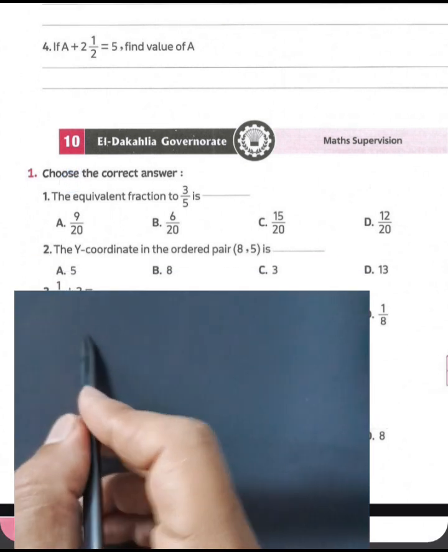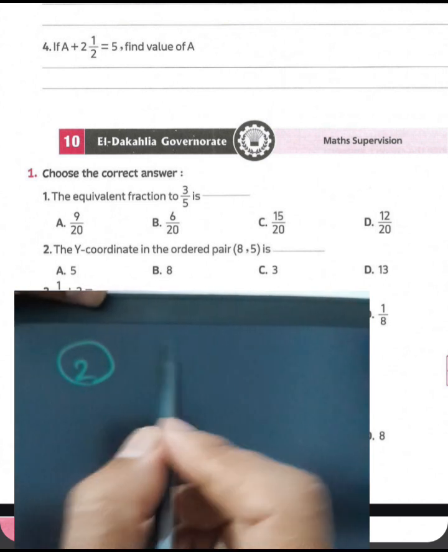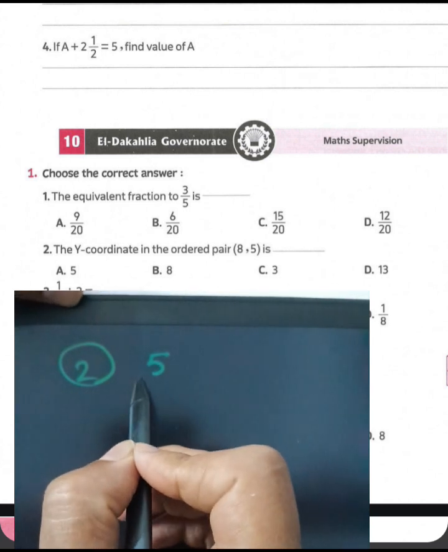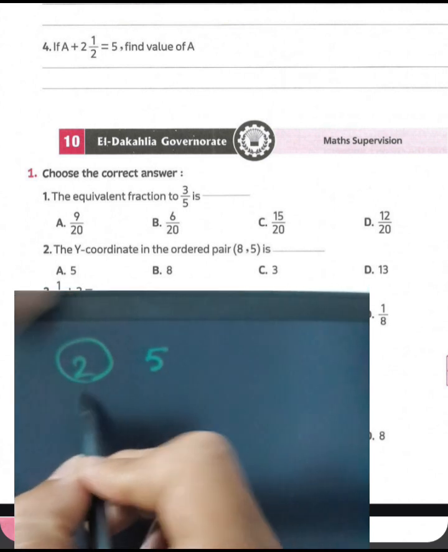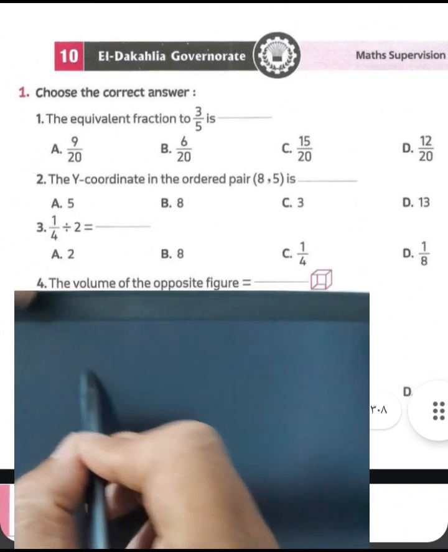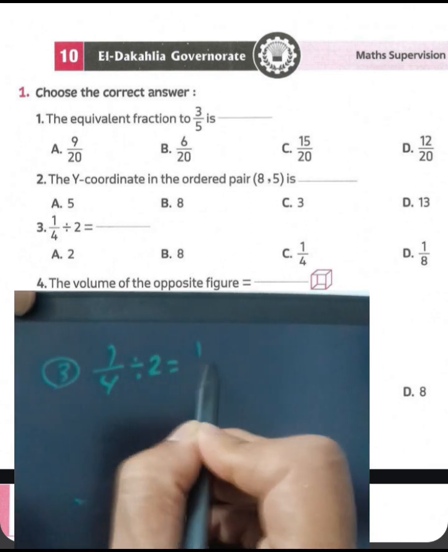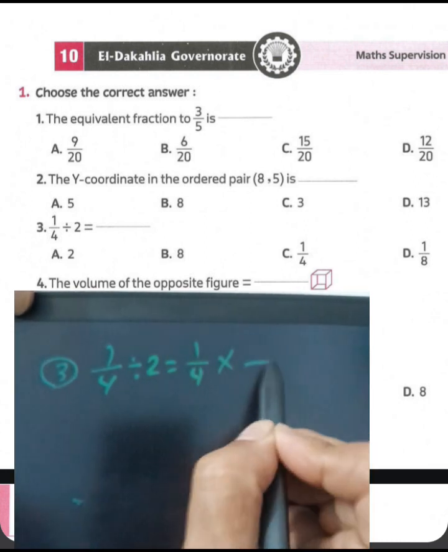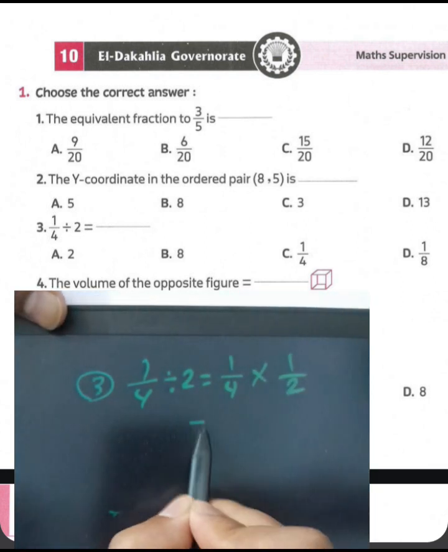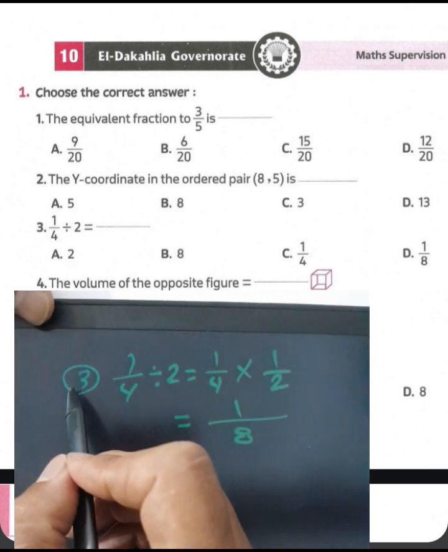Question number 2. The y coordinate in the ordered pair (8, 5), we call it the y coordinate here, it will be 5. Okay, choose letter A. Question number 3. 4 divided by 2. We can solve it: write 4 and convert from division to multiplication, write the reciprocal of 2, it will be 1 over 2. Then multiply 1 times 1 equals 1, 2 times 4 equals 8, then the result will be 1 over 8.